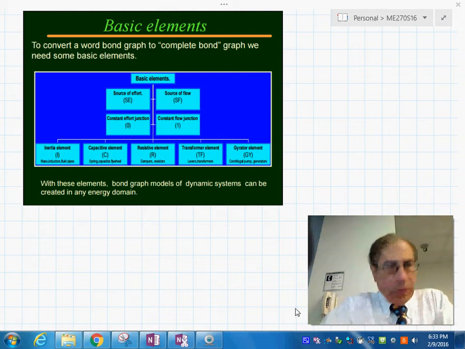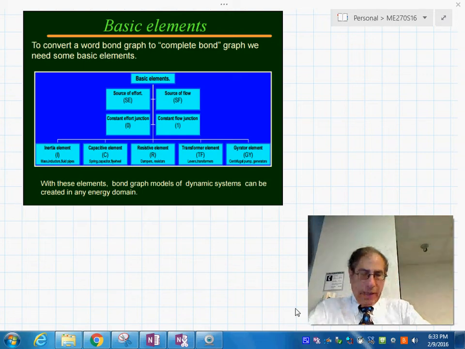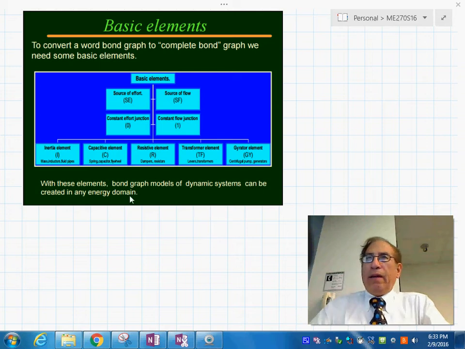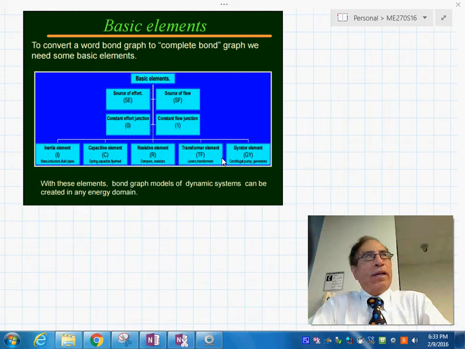Now we are going to continue with this idea of doing each one of the elements and the constitutive relationships of each. And I would like to see that we take each one of those that you see here, the I, the C, the R elements, the TF, and the GYs, one by one, so that we understand them in all the energy domains and understand all the equations that they have.